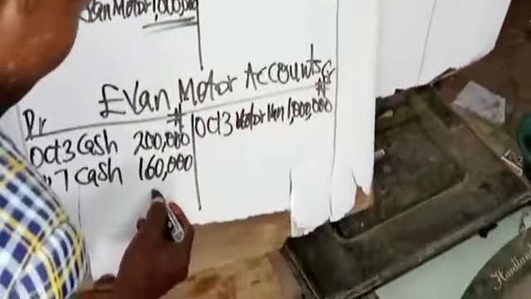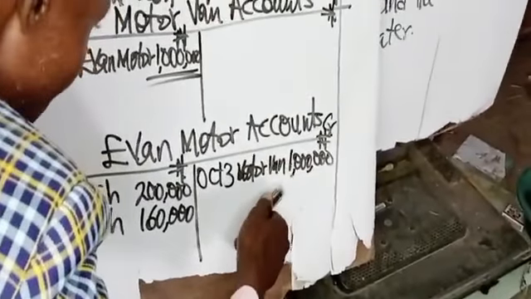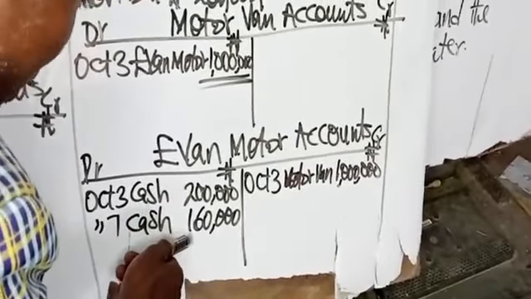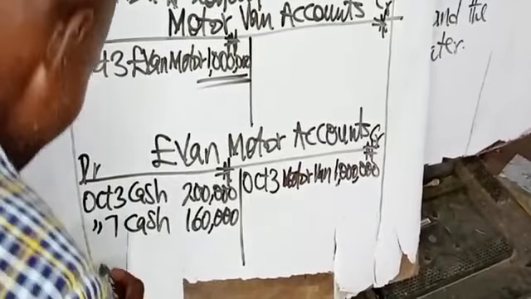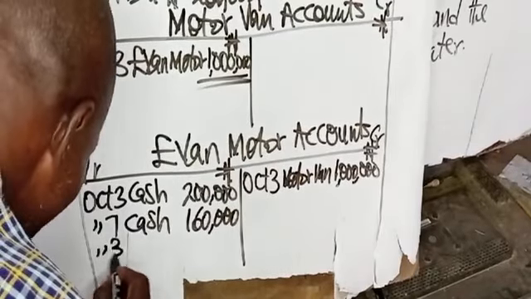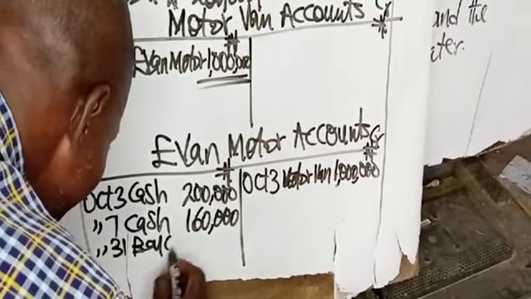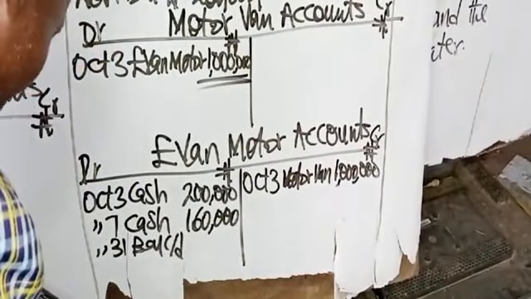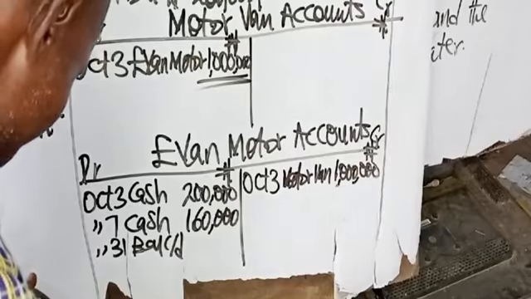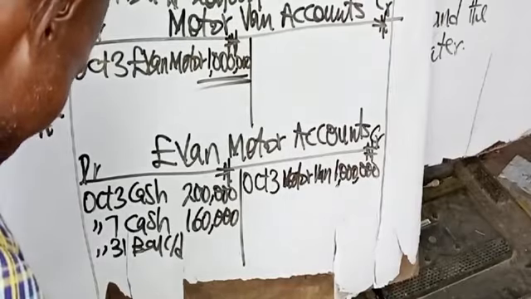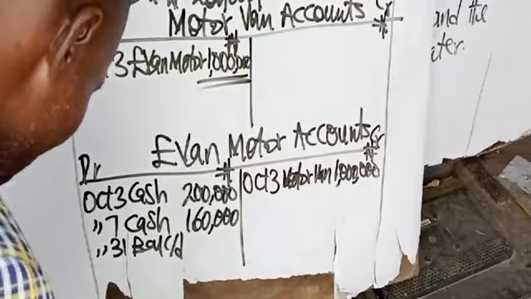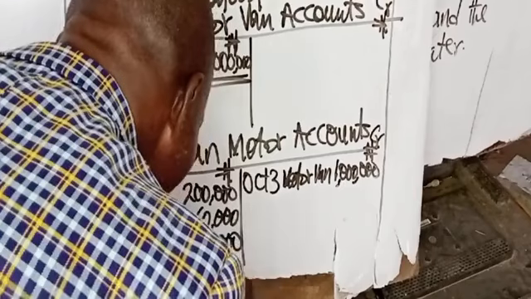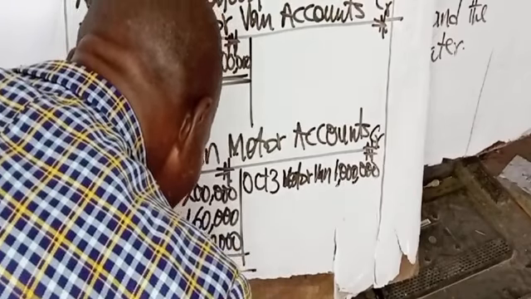Then you close your motor van account. Let's close this. Credit side, you have 1 million naira. If you add this up, it will be 360,000. The last day in the month of October, 31st, balance carried down. Subtract 360,000 from 1 million naira. Then you have the difference of 640,000. Then total is 1 million.